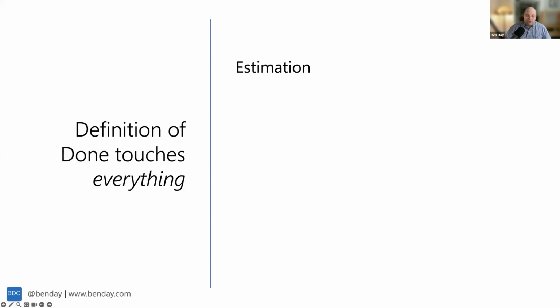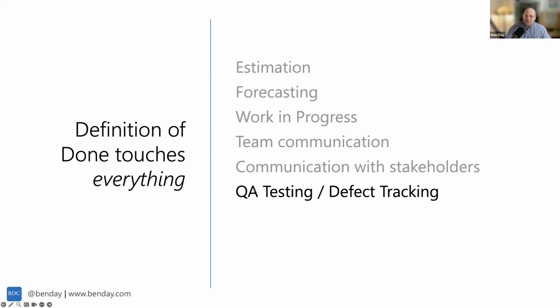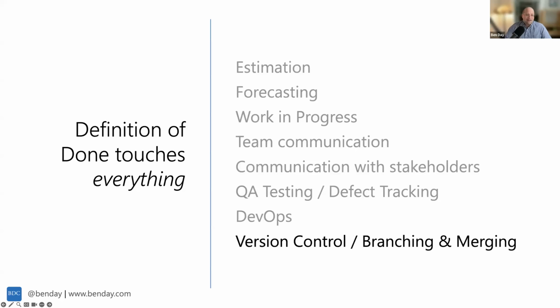So it affects whether your estimates are good. It affects what your forecasts are for when things are going to show up. It helps you to think about work in progress, team communication, communication with stakeholders, QA testing, and how you even think about the problem of quality and managing quality as you deliver. It helps you with DevOps and what you're going to script out and what you're going to ignore and what you have to worry about and what you're going to monitor. And then it definitely helps you with version control, branching, and merging.